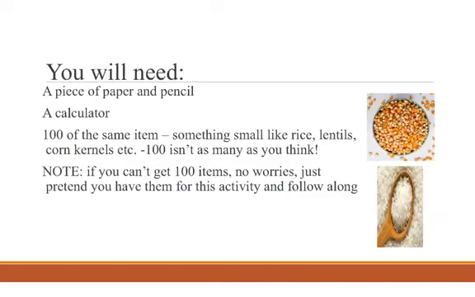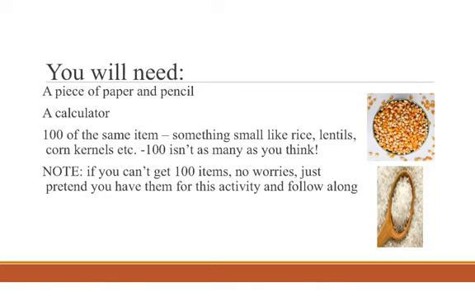So here's what you are going to need for our activity: a piece of paper and a pencil, a calculator, 100 of the same item. I know this seems like a big ask, but find something small in your kitchen like rice, lentils, kernels of corn, beans, all kinds of stuff in there, and count out 100 of them. Don't touch them all. Use a spoon. You don't want to have to waste them, and don't put them back after you've handled them, please, for goodness sake. Don't worry, 100 is not as many as you think it is, actually.